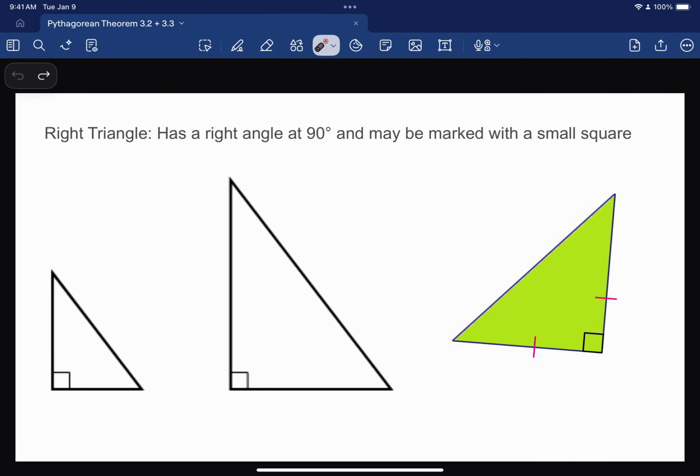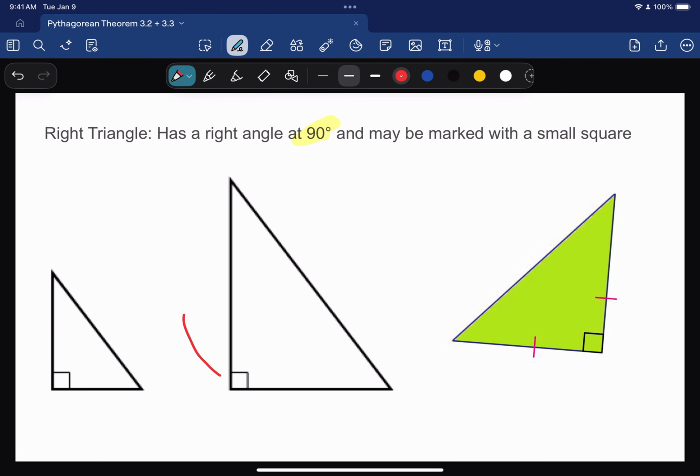So first things first, we got to deal with what is a right triangle. A right triangle has a right angle at 90 degrees. Okay, so 90 degrees, that is what makes it a right triangle. And you can see it's marked with a small square. So all of these triangles are marked with a small square.